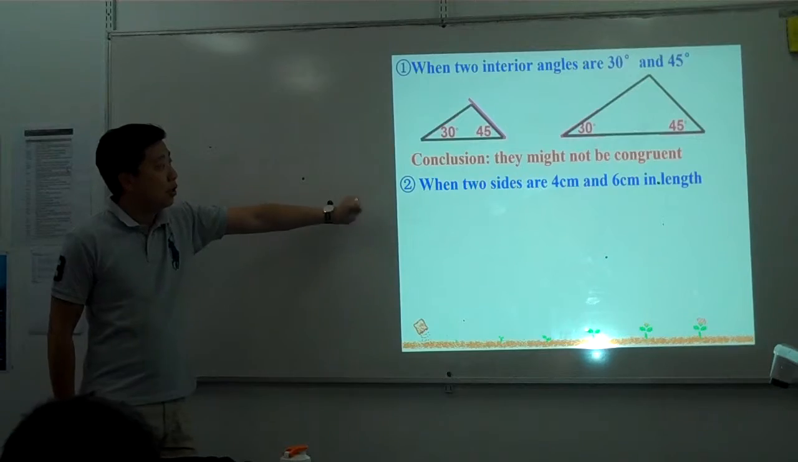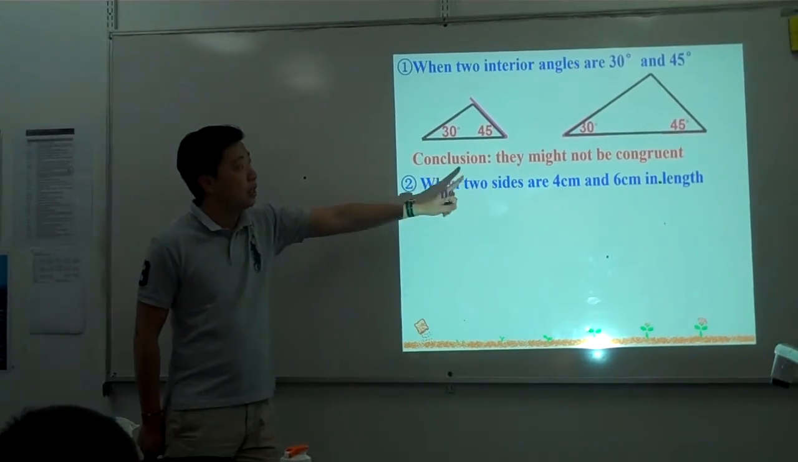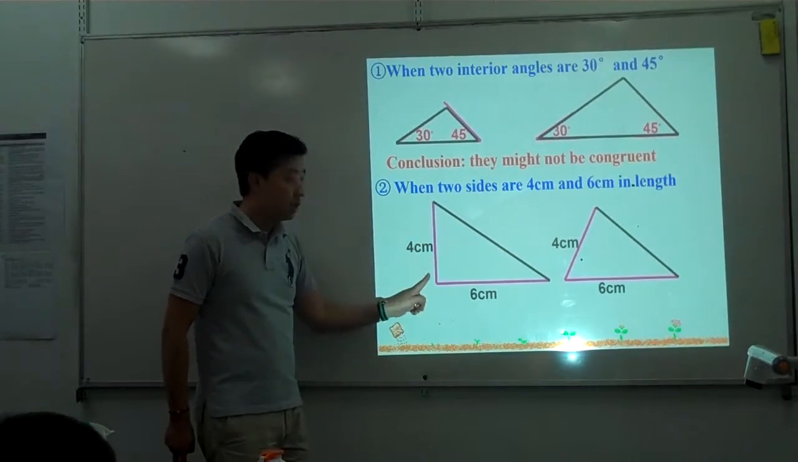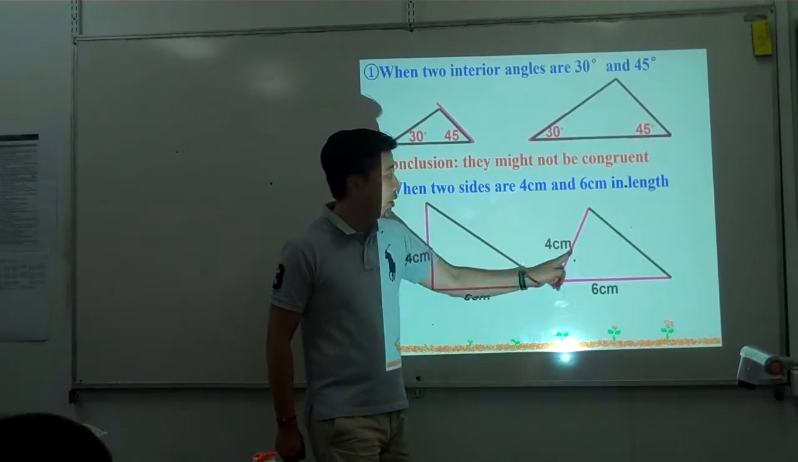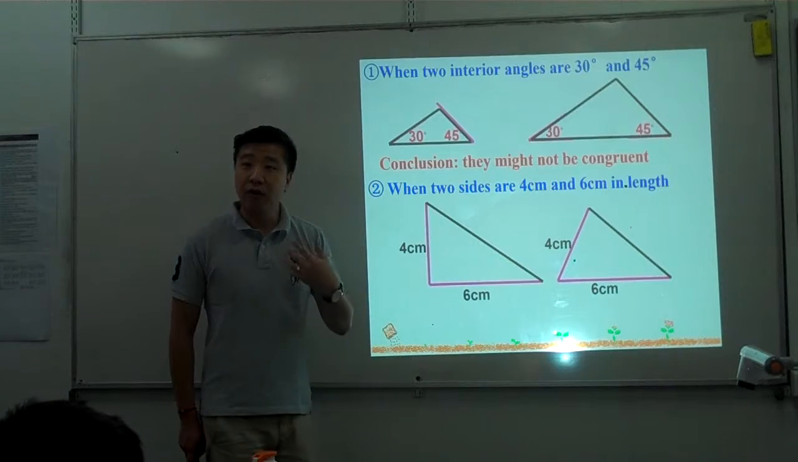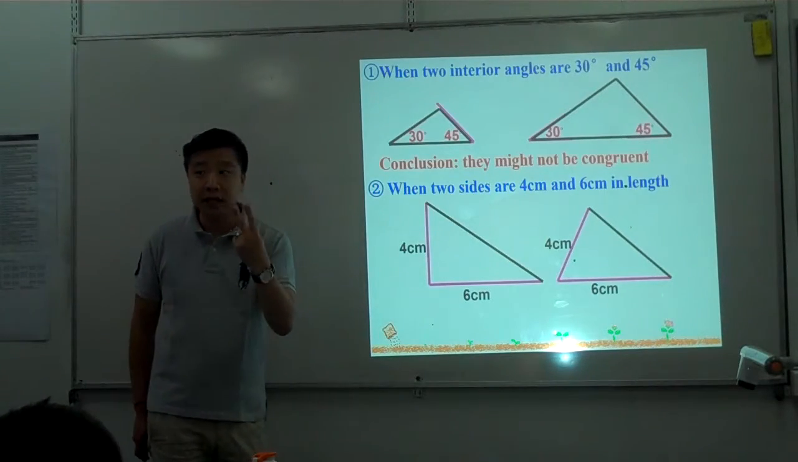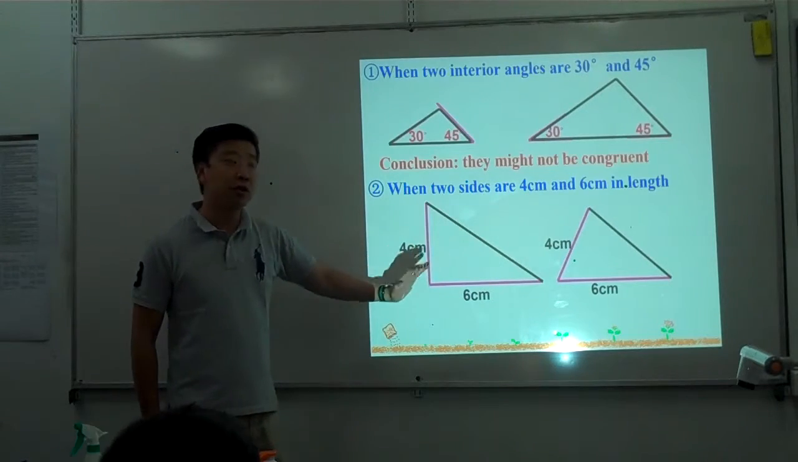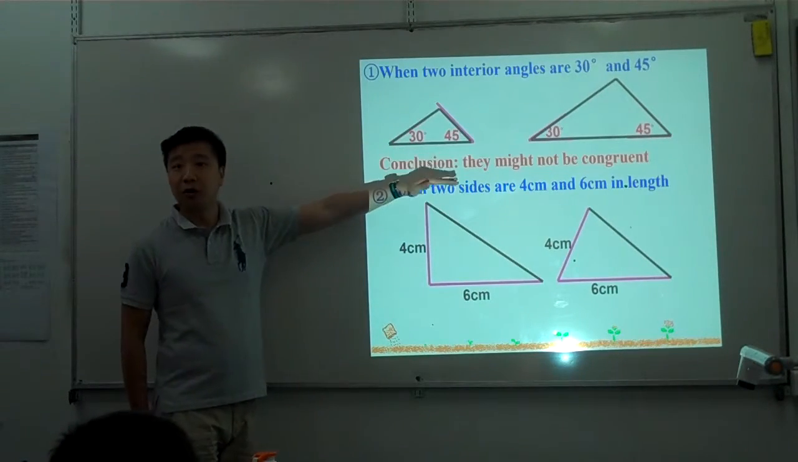Number 2, when 2 sides are 4 centimeters and 6 centimeters in length, we can see these 4 centimeters could be here, and these 4 centimeters could be here. So if you only make sure 2 sides are equal, they are not congruent. So 2 sides, 2 angles cannot work.